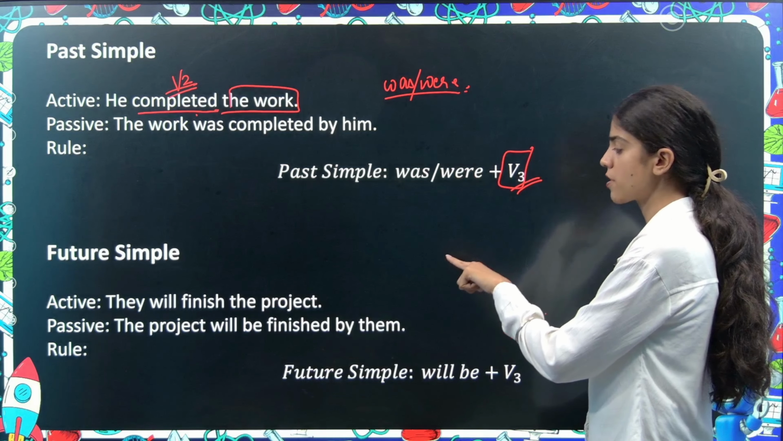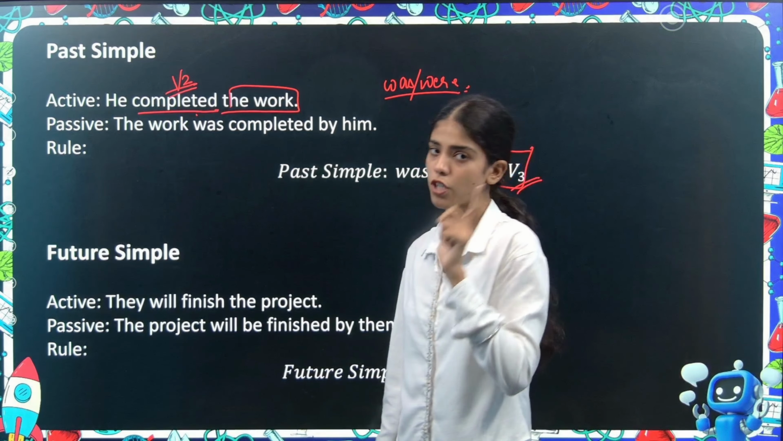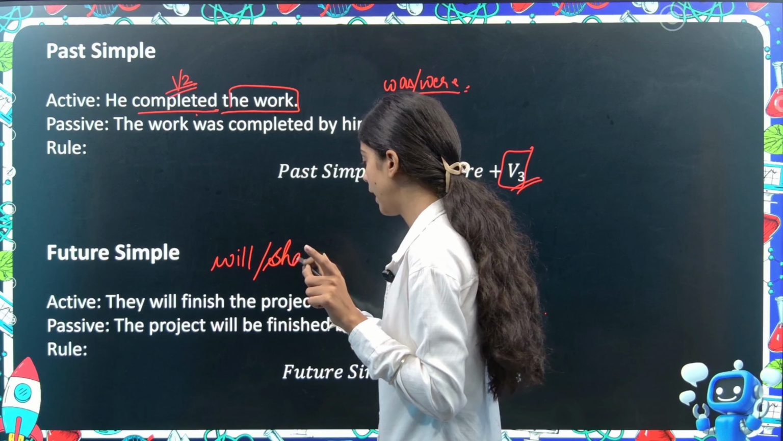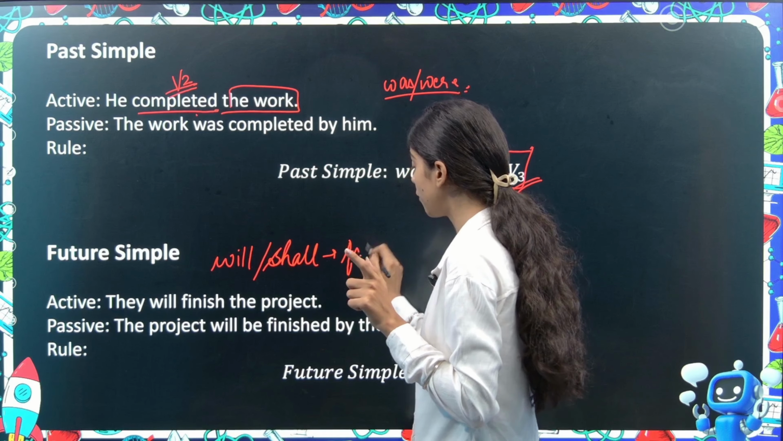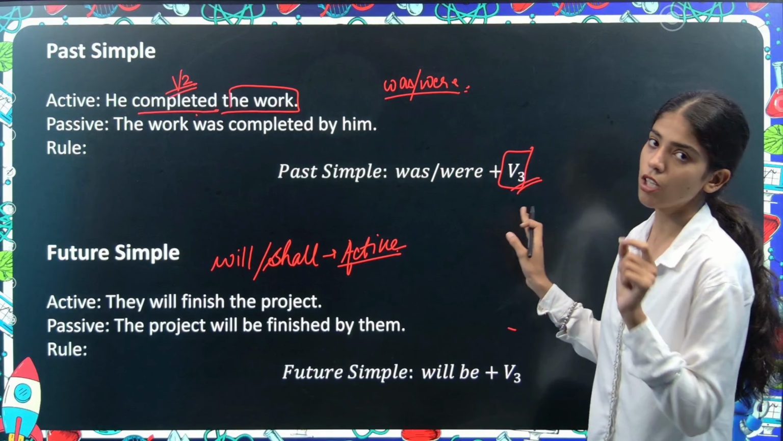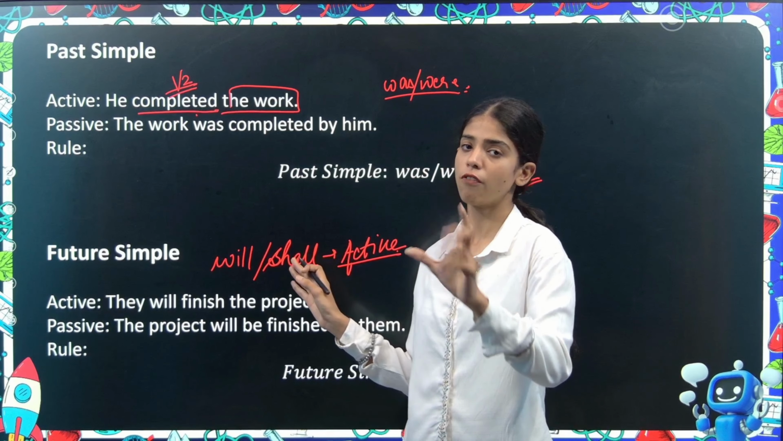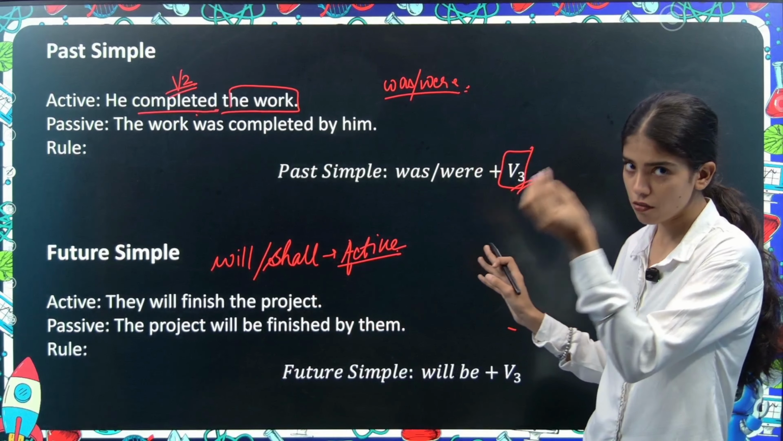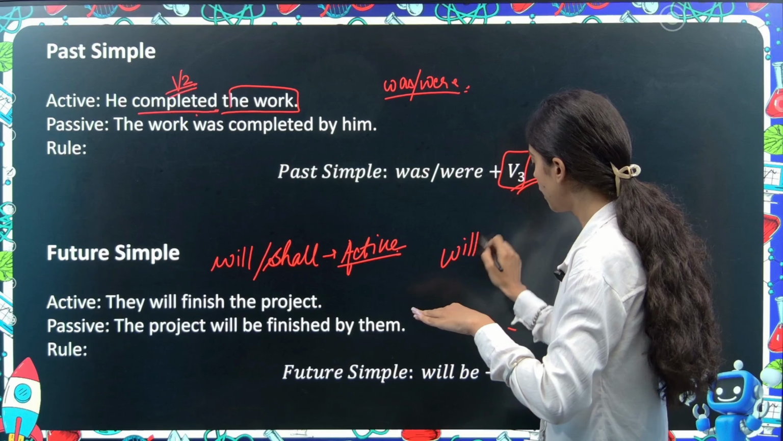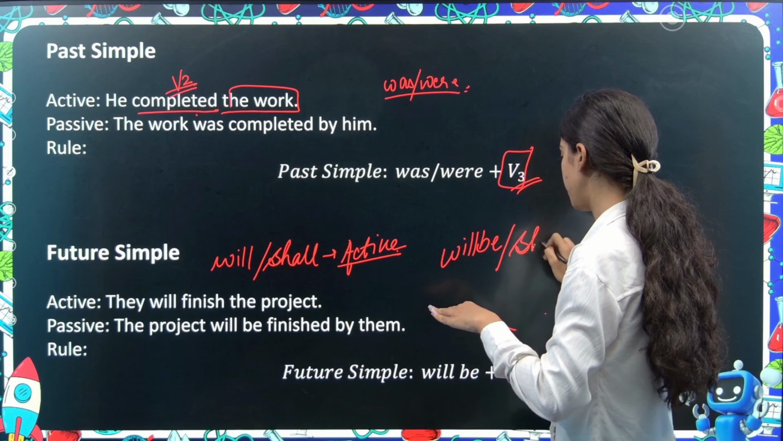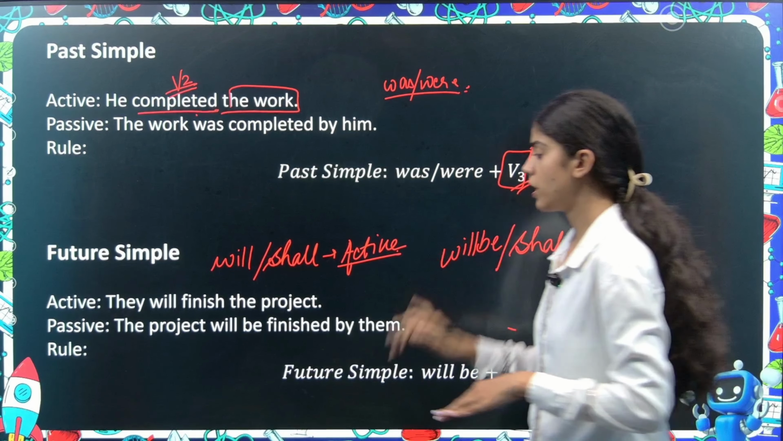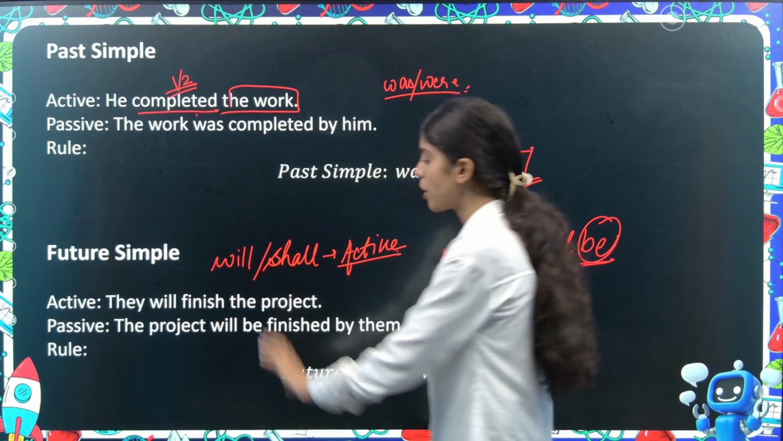Now next is future simple. Okay, with the future we will be using will and shall in the active voice only. How can you identify that it is in simple future? In the active voice, will or shall is written in the place of the helping verb. But when you convert it into the passive voice, you will have to use will be and shall be. You have to add be here. Okay, so let us see the example. They will finish the project.